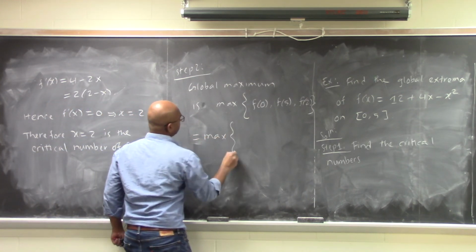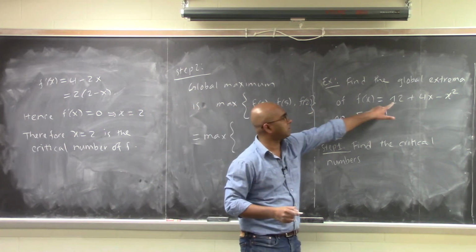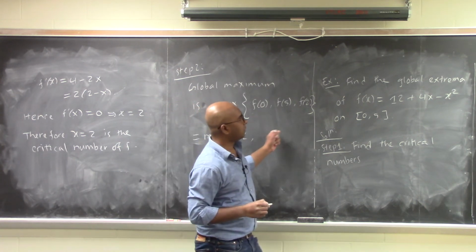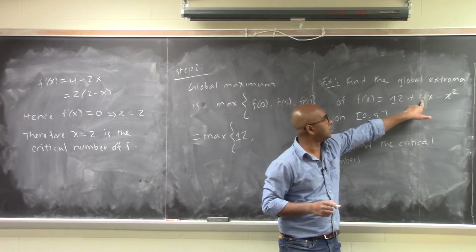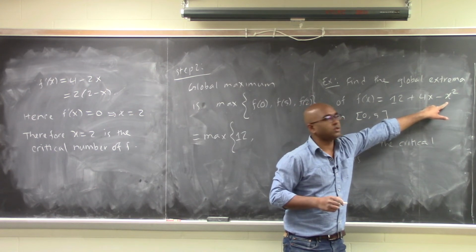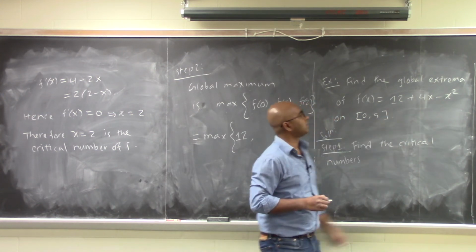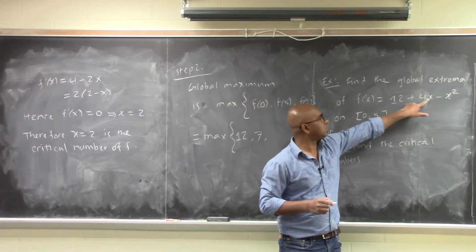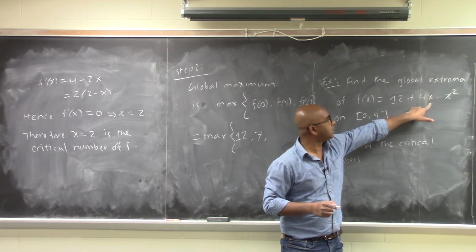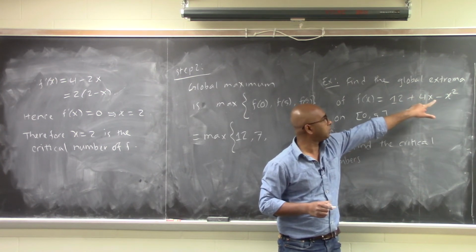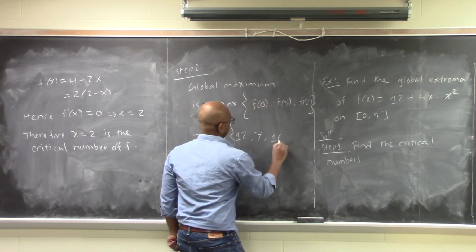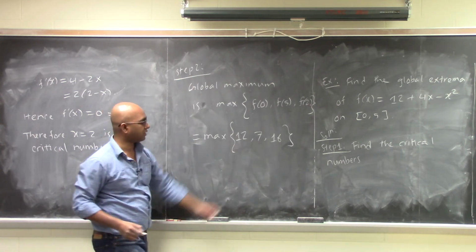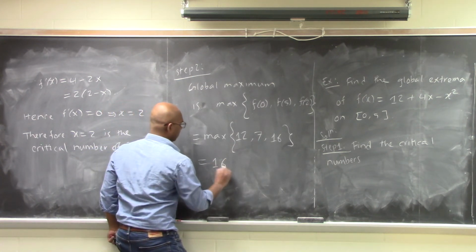So max of, what is f of 0? If you plug in 0 there, we get 12. What is f of 5? If you plug in 5 here, this is 20, and this is minus 25, so this is negative 5. 12 minus 5 is 7. And what is f of 2? This is 8. 12 plus 8 is 20. 20 minus 4 is 16. Now what is the maximum among these three numbers? 16, right? So there you go. That's your global maximum.